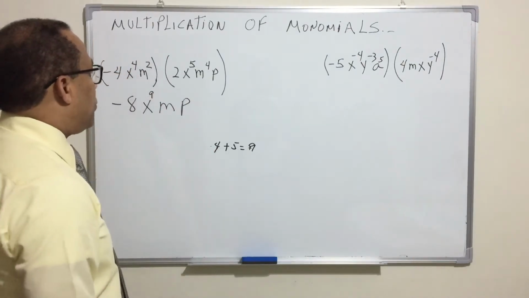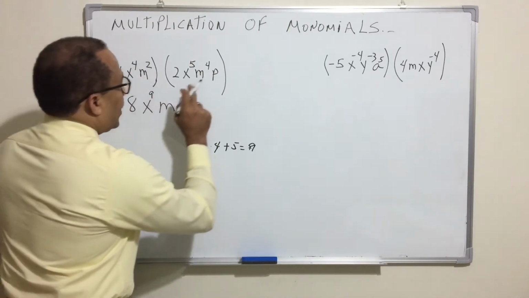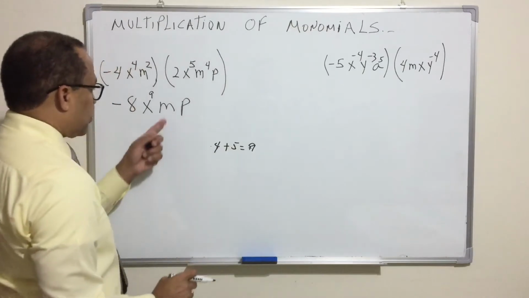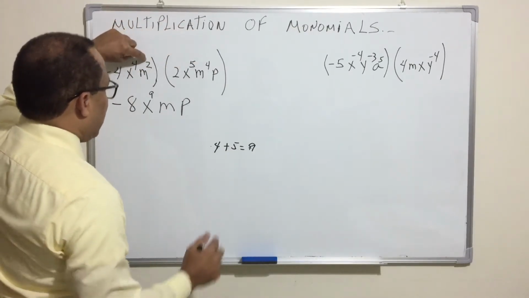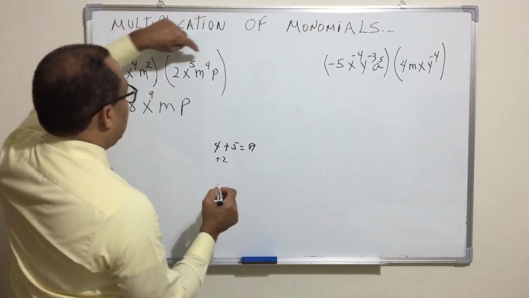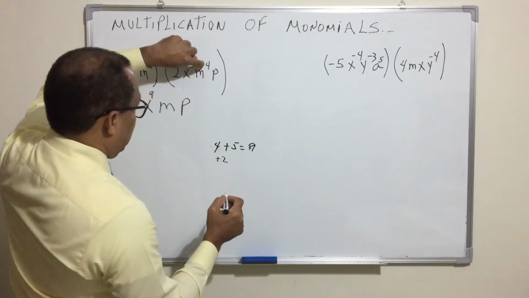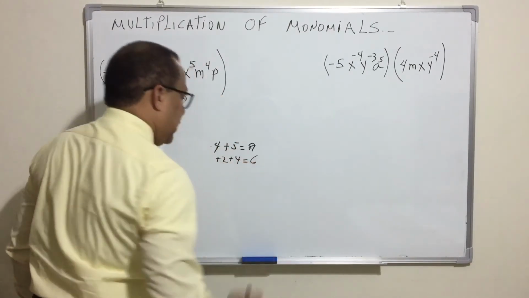Now let's get the exponent for the m. We got m to the second here, and we got m to the fourth here. I just copy the m, and now let me solve the exponents. Again, I have a positive 2, and I have plus, there's no sign here, plus 4 equals 6.